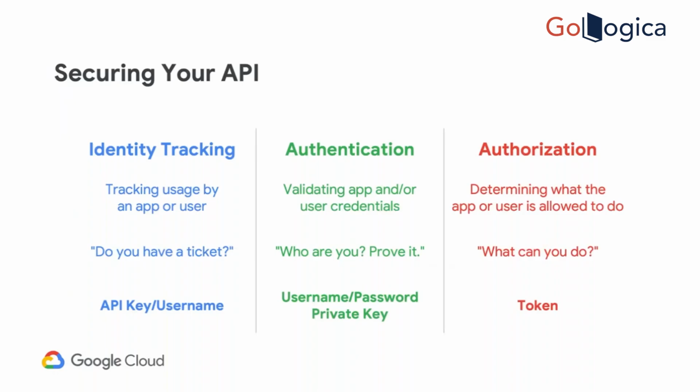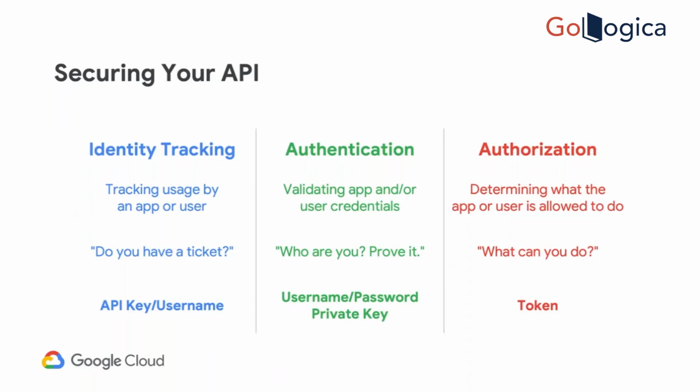So what is this? Identity tracking is basically just tracking the usage, either by app or by user: who is using, who is calling, identifying the caller. It is like asking, do you have a ticket or not. Usually identity is tracked by an API key, or the username. If it is a user-based API, you can get the username like this.